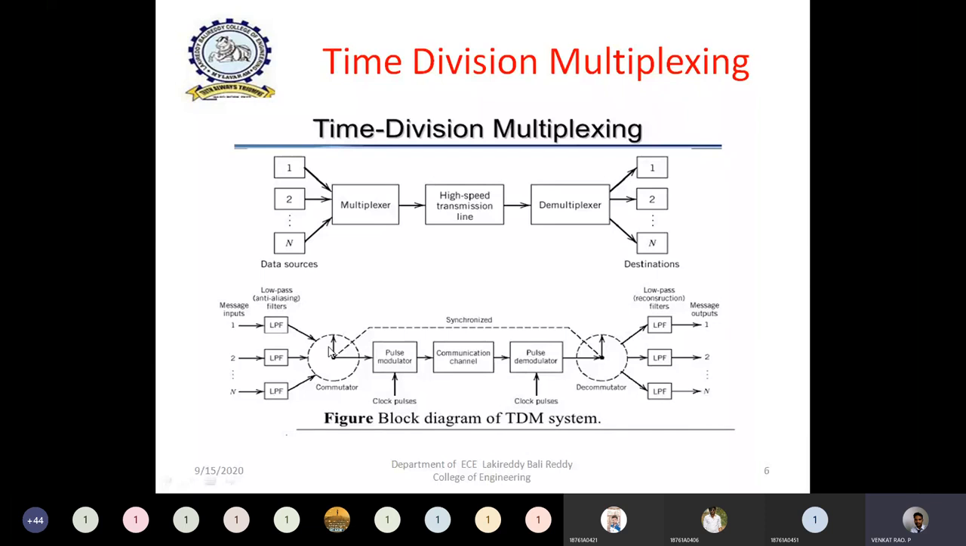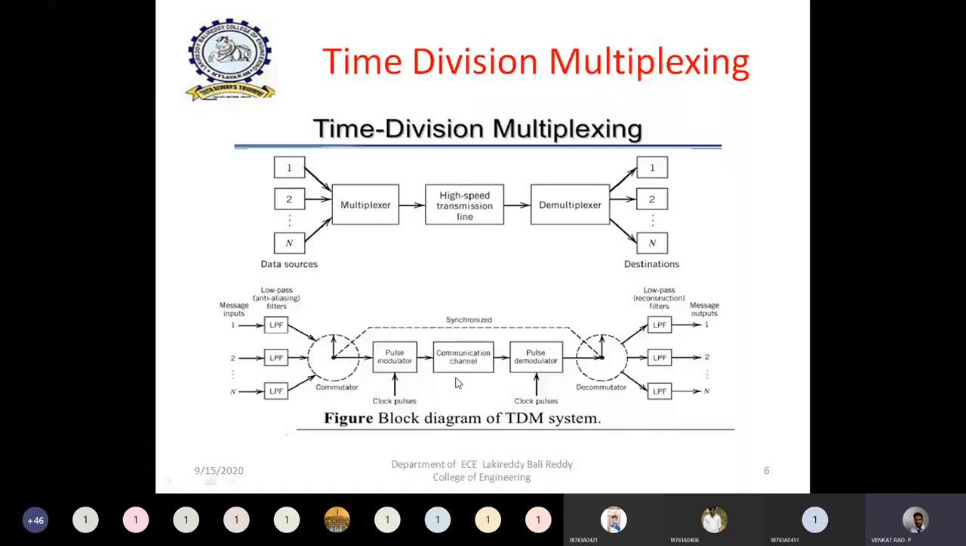After the sampling process, the sampled signal can be transmitted as a PAM signal, or in place of this pulse modulator, we can use pulse code modulation also. That means in order to transmit this multiplexed data in a communication channel, we can use different modulation techniques. The multiplexed data is already coming after the commutator, but to transmit it in the channel, we must make that signal suitable for the channel by using pulse amplitude modulation or pulse code modulation.